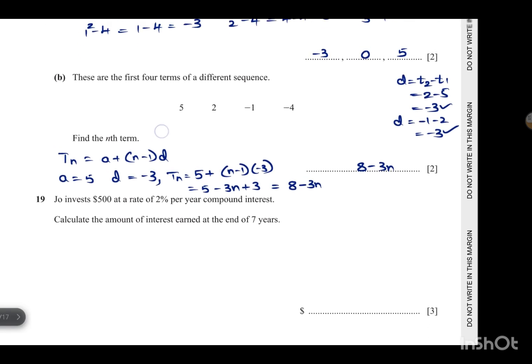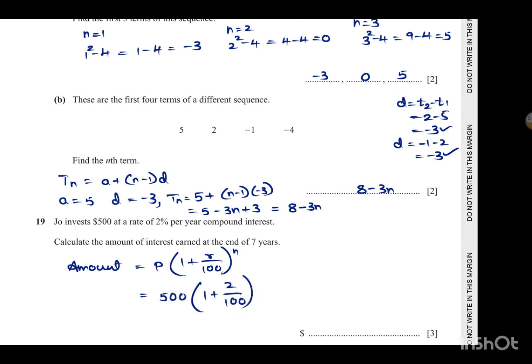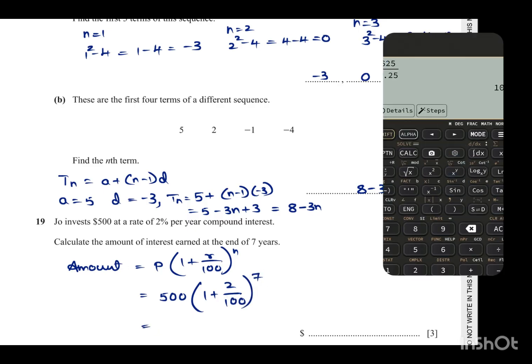Question number 19. Joe invests 500 rupees at a rate of 2% per year compound interest. Calculate the amount of interest earned at the end of 7 years. So just apply the compound interest formula, which is principal into (1 plus r by 100) whole raised to n. Principal is 500. r is 2% per year, and it is invested for 7 years. Use the calculator to find the answer.